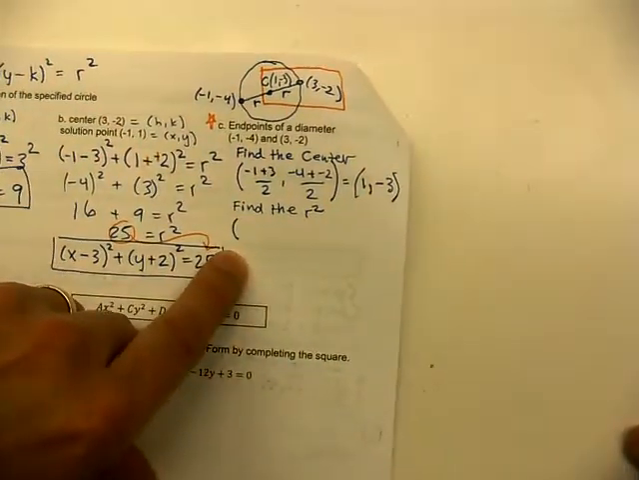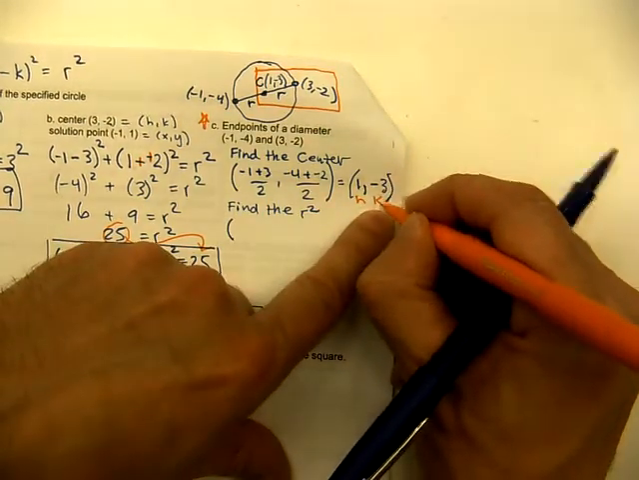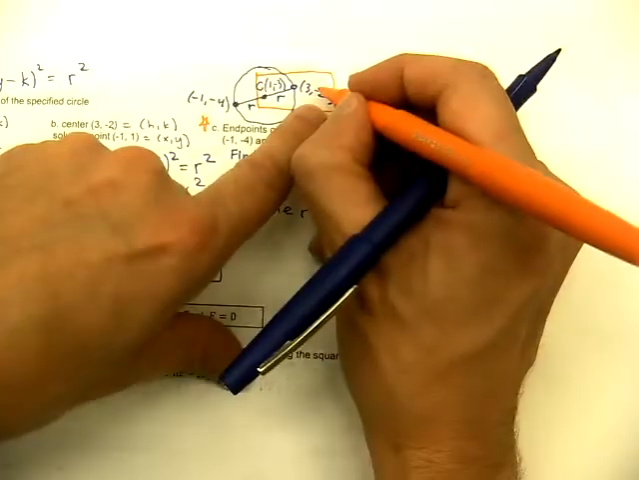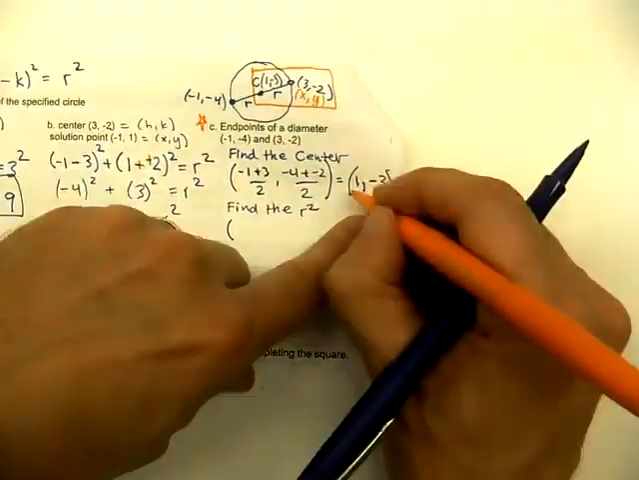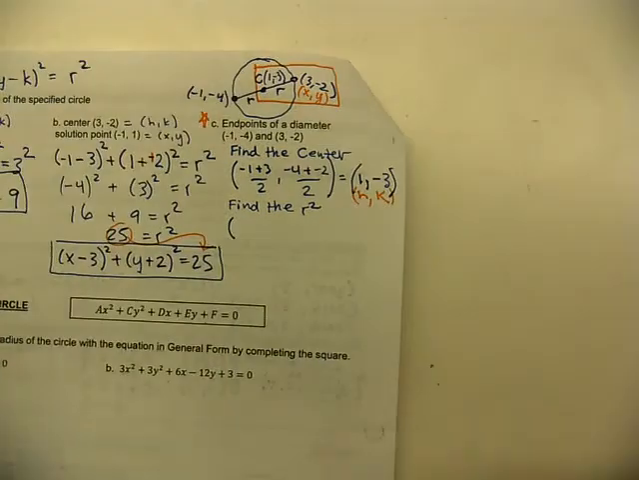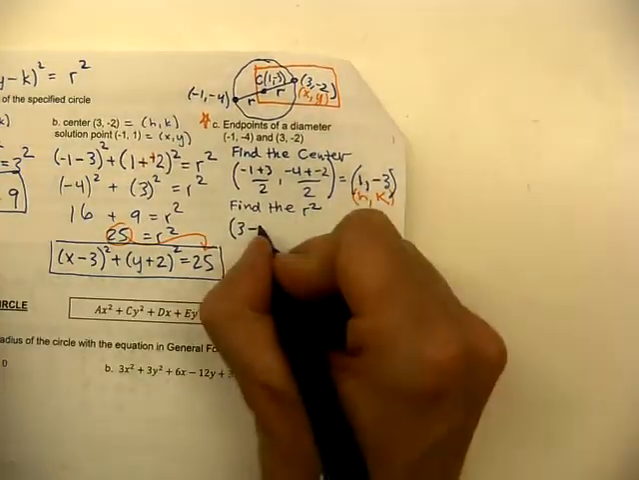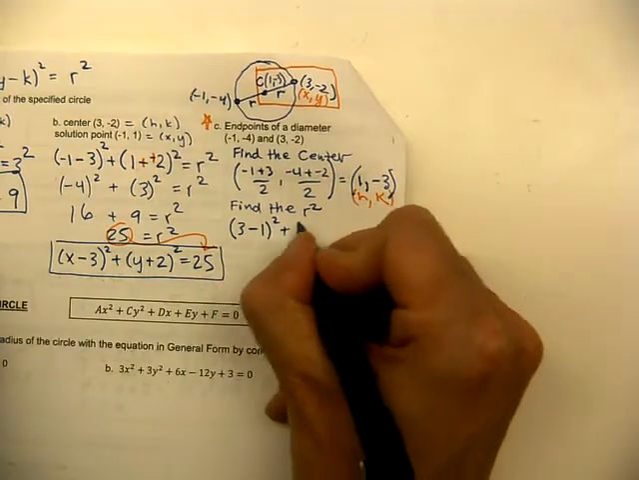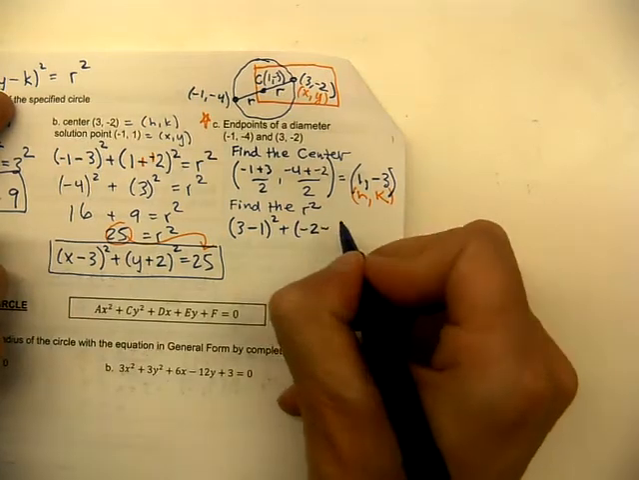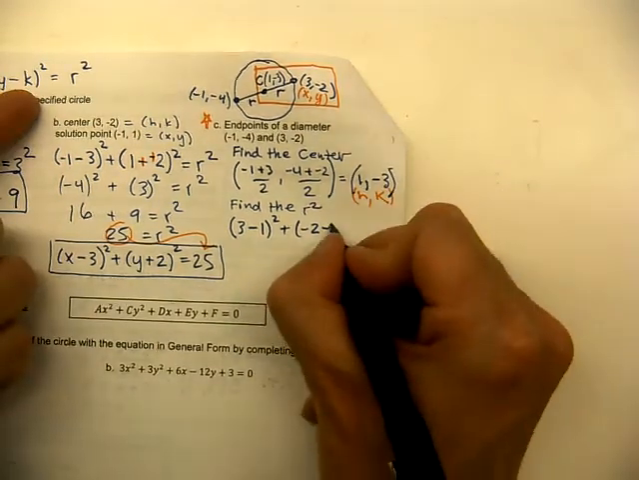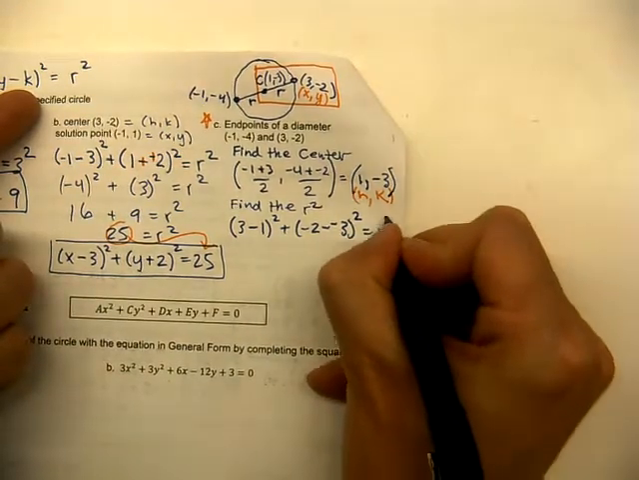Let me label. This is my center, so that's my h and my k. This is my solution point, so that's my x and my y. That will just help me keep track of what numbers I'm plugging in. So we have an x minus h. So x is 3 minus the h of 1, quantity squared, plus the y is negative 2 minus the k, which is a negative 3, quantity squared, and that will equal the radius squared.